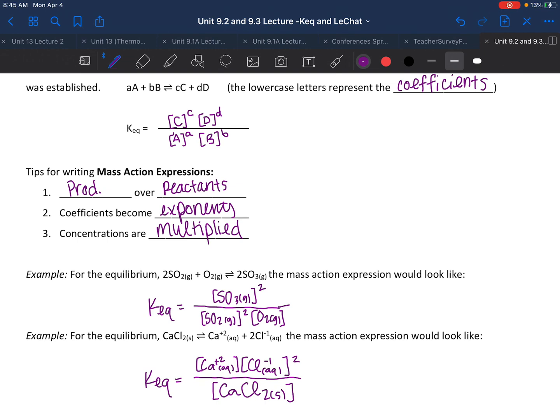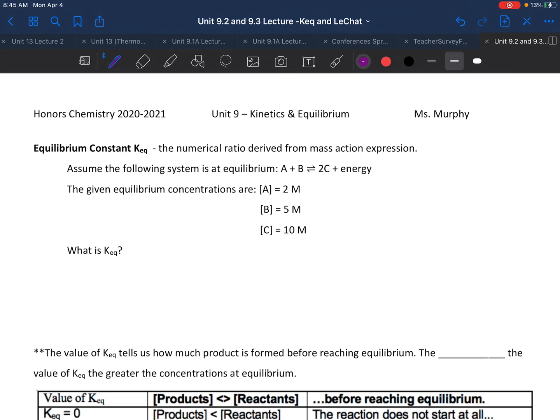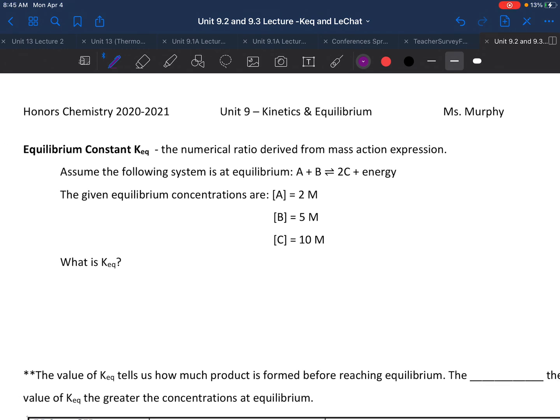Awesome. So we are going to move on and do an example where we can actually calculate the equilibrium constant. So if I had a generic equation, A plus B goes to 2C plus energy, and we're given concentrations, it wants us to figure out what our equilibrium constant is. So the first part we have to do is write that mass action ratio. Our product is C to the second power, and that will be over the concentration of A times the concentration of B.